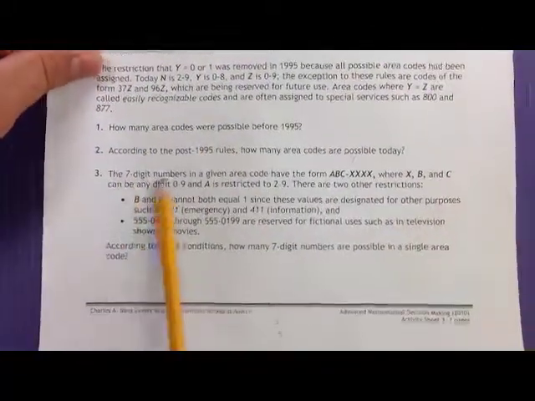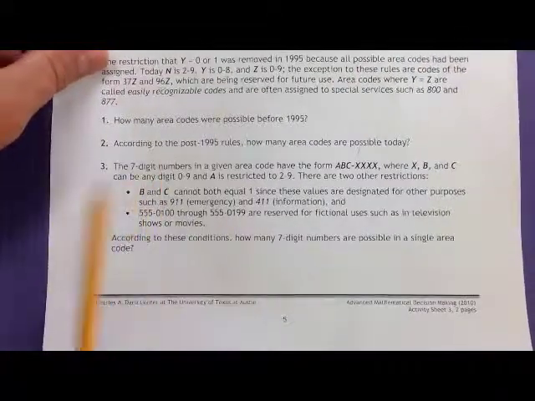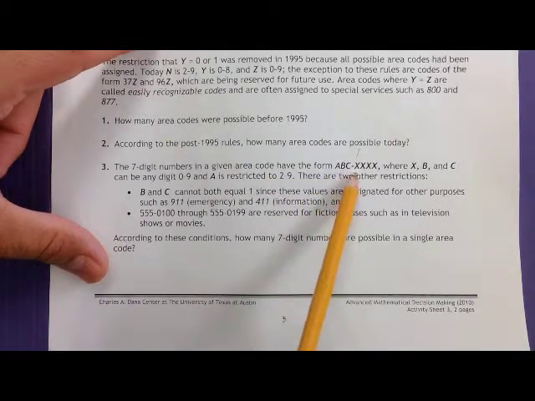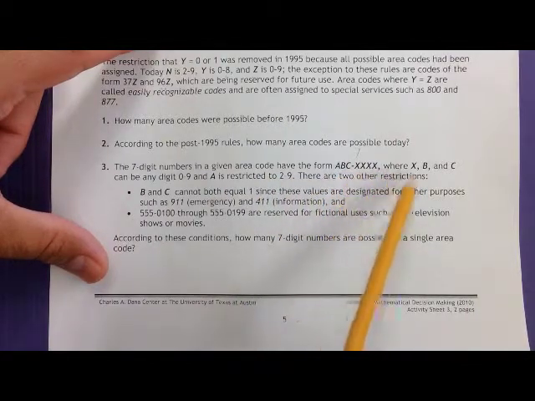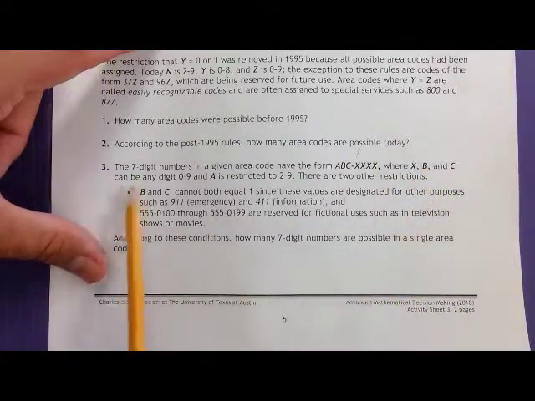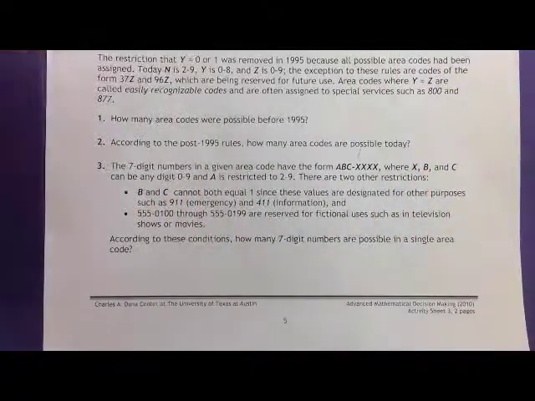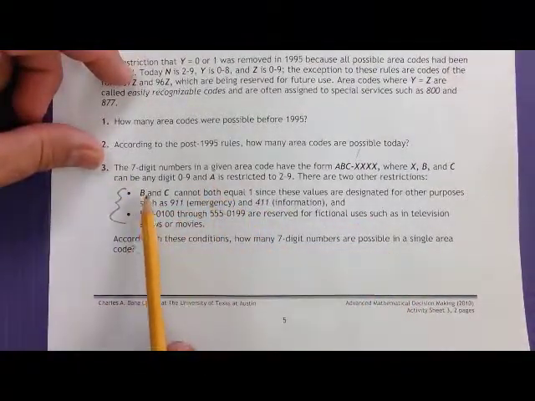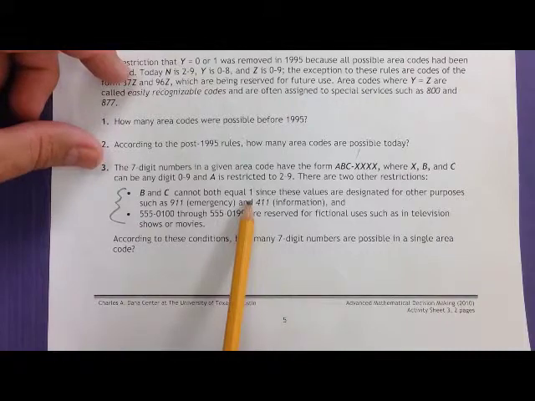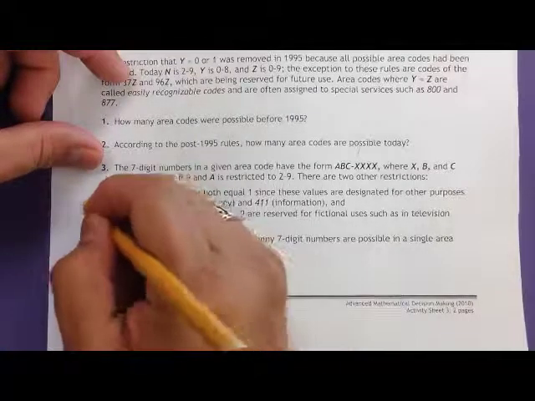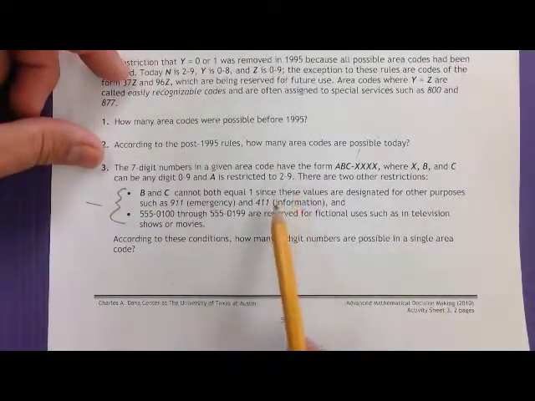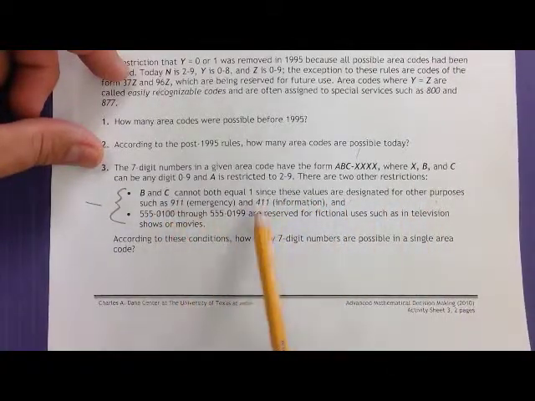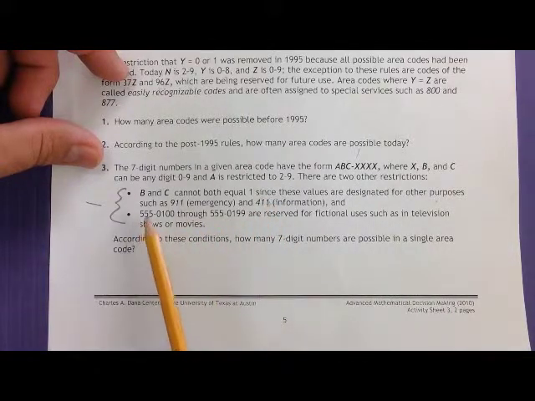If you look at number 3, the 7-digit numbers in a given area code have the form ABC-XXXX, where X, B, and C can be any digit from 0 to 9. So guess what you're going to be using. Then we have these two restrictions. Both B and C cannot equal 1. And that's a different restriction. So these ones are going to be subtracted, since the values are designated for other purposes, such as 911, 411 emergency, and all that stuff.